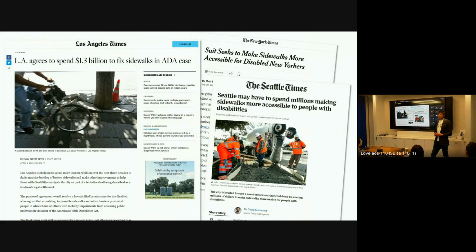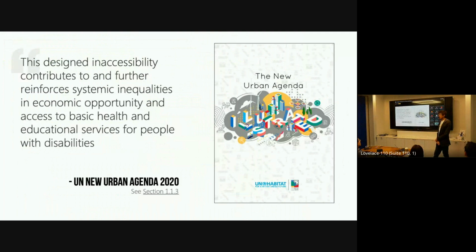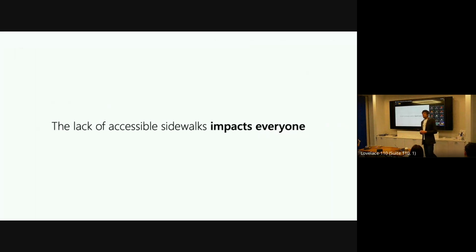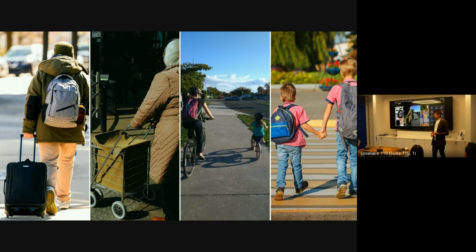And generally, the only way we get big movement is through the threat of litigation. That's partly because the ADA falls within the DOJ for implementation. So Seattle lost a major lawsuit, but these are huge capital lawsuits, right, to try to direct attention. And the United Nations also, in their New Urban Agenda, state that design and accessibility contribute to and further reinforce systemic inequalities in economic opportunity and access to basic health and educational services for people with disabilities. But it affects all of us, whether or not we have a mobility disability, when we're taking our luggage, when we're pushing a grocery cart, when we're riding bikes with our family on sidewalks for safety, when we're walking to school, or when we're running.